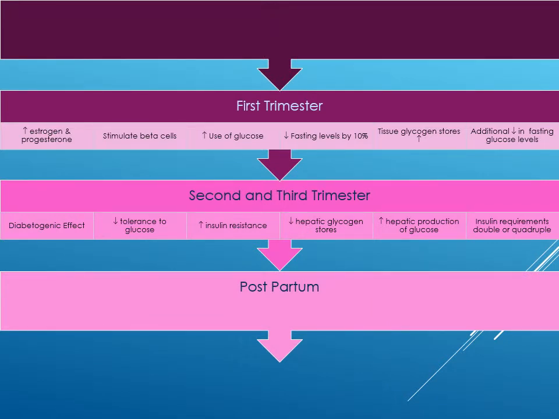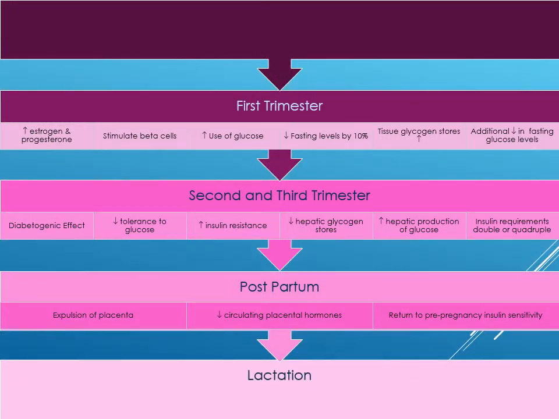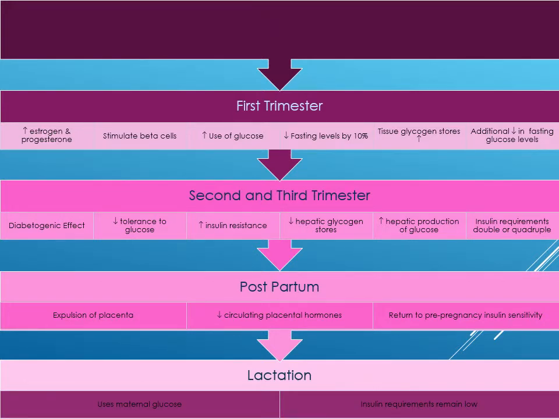During the postpartum period, in fact, immediately after the expulsion of the placenta, the levels of circulating placental hormones drop. The mother returns to pre-pregnancy insulin sensitivity levels. If the mother is breastfeeding, insulin levels may remain lower than pre-pregnancy requirements. Producing breast milk requires energy, which uses up glucose.